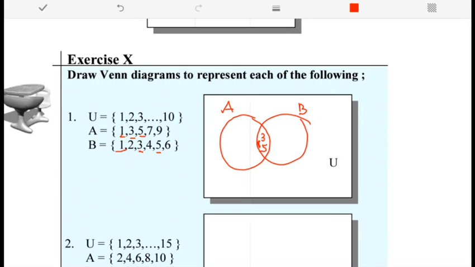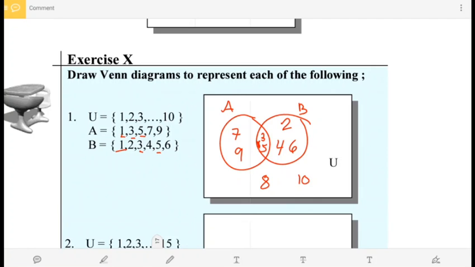Now, what is in A that is not part of B? You have 7 and 9. And then for B, what is not part of A, you have 2, 4, and 6. Now let's check if all the elements in the universal set are here already. You have 1, 2, 3, 4, 5, 6, 7. We don't have 8, 9, and 10 yet. So 8 and 10 must be outside your two circles. That's it. Please do the same thing with the next questions.